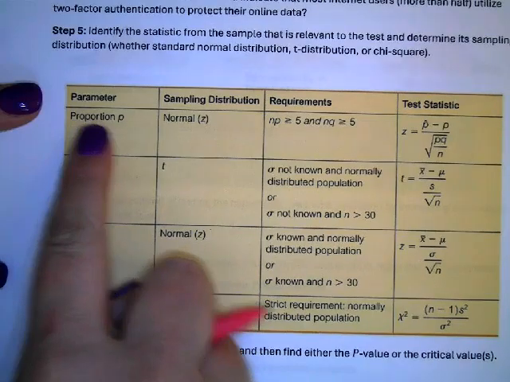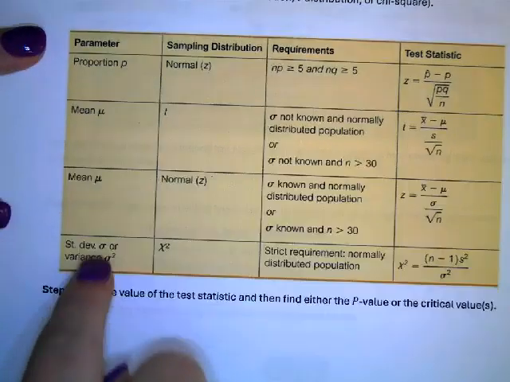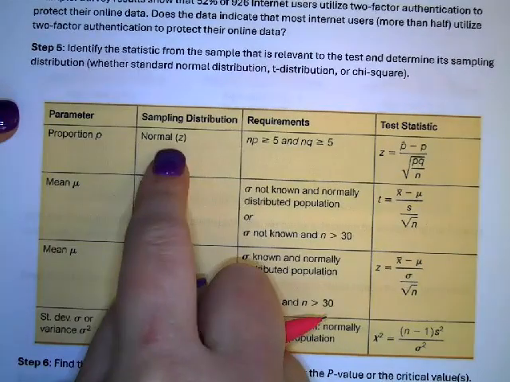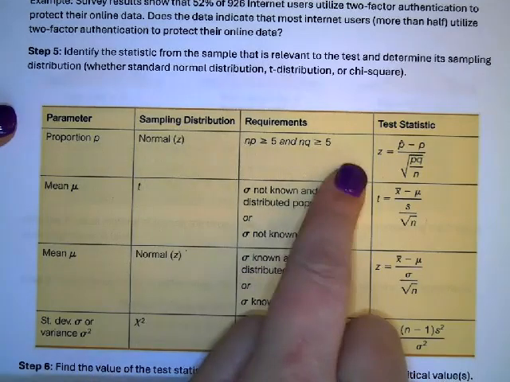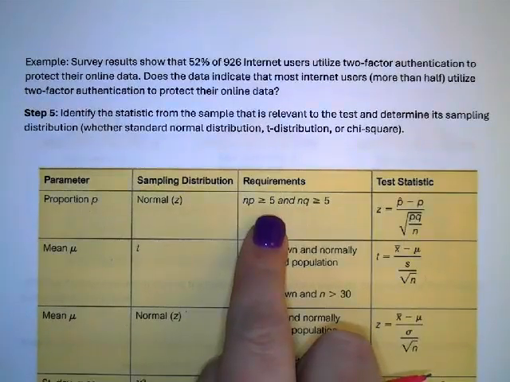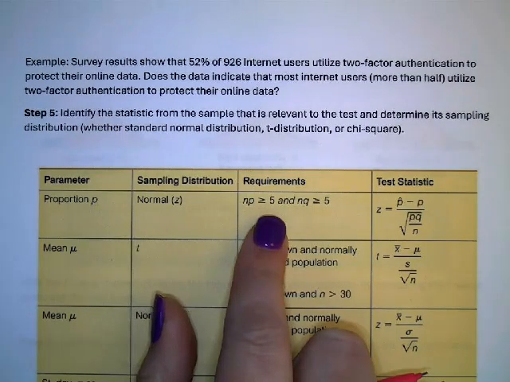So for this example, we can already tell because they gave us the population proportion. They were talking about a proportion here. They were not talking about a mean. They were not talking about a standard deviation. We can already tell that we're going to be using the normal distribution and z-scores. We're going to be calculating the z-score. Now, there's requirements here, and for the most part, you're not going to run into problems that don't have the requirements met, but we can still look at this and make sure that the requirements are met.